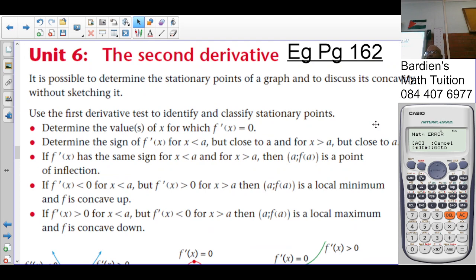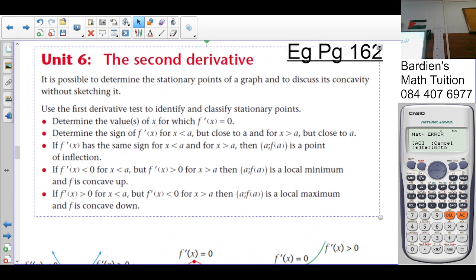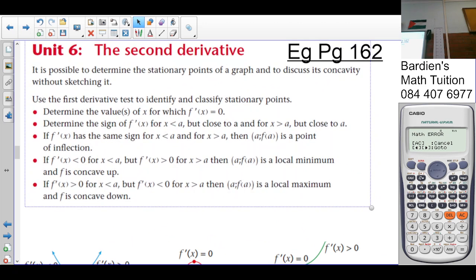Okay, the second derivative. Here we go. So we see the first derivative tells us about the graph. If we see the first derivative equal to 0, we're working out the turning points. And if the first derivative is negative, the graph is decreasing. If it's positive, the graph is increasing. Okay. And the first derivative is also your gradient, not so? Right. Now we're reading about the second derivative.